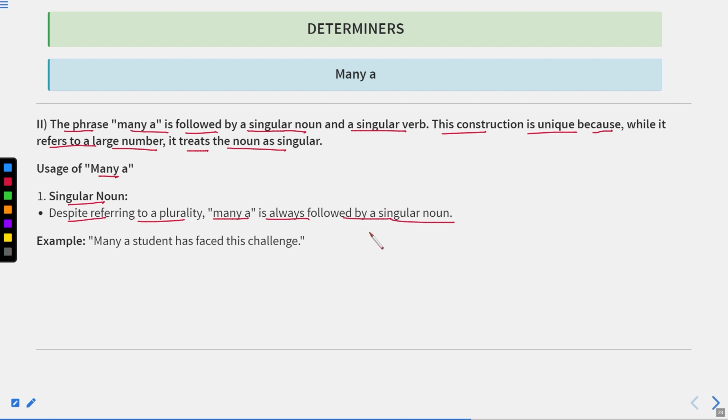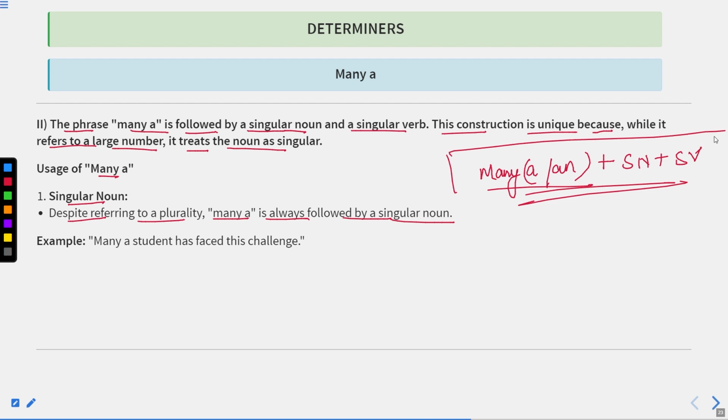Now, this is again another thing. Whenever we have a construction, there is many a or many an, we can use any of the article just after many. Okay, so we can use this phrase many a or many an. How do we use this? After this we always have a singular noun and a singular form of verb. This is very, very important, and you should learn it. This is extremely important.